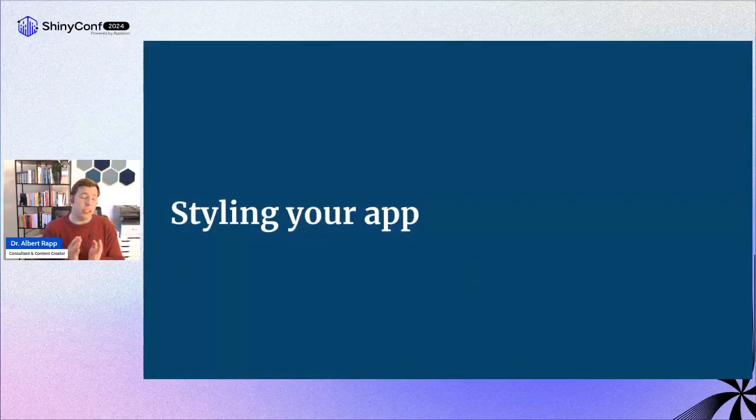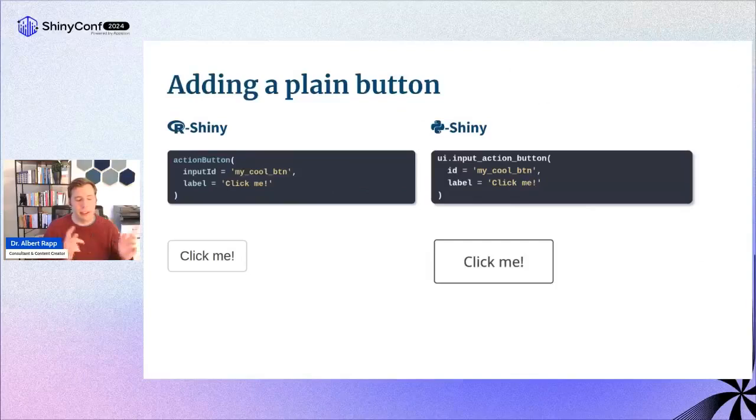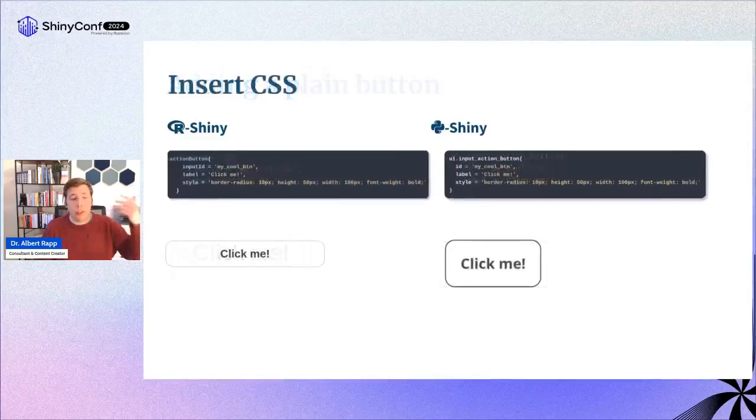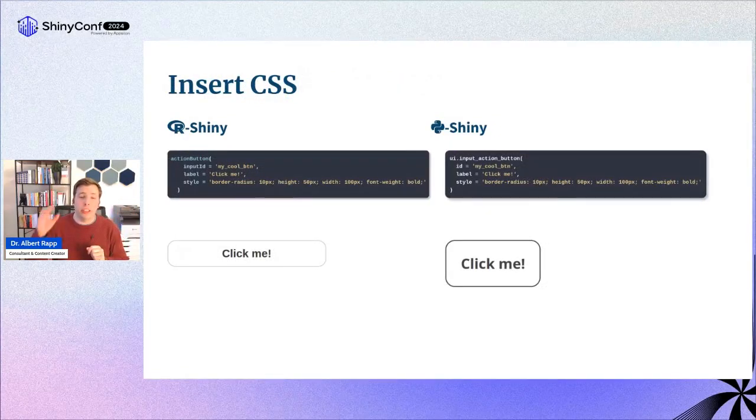And if you know me, or if you know my content, then you will know that I try to make things look nice. So I was wondering, how can I style things in Python? I already know how to style things in R. If you take just a regular action button, you see once again that the syntax is more or less the same. In R, as well as in Python, you can just add the style argument to this and then just throw in a text with a bunch of key value pairs from CSS to style that particular UI element.